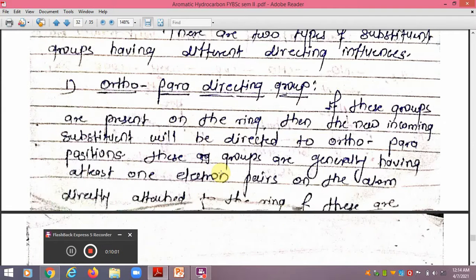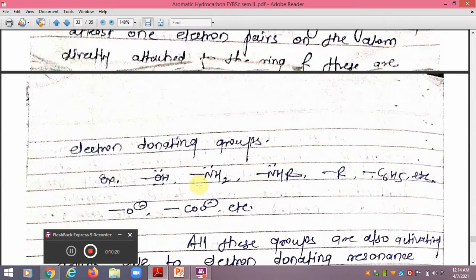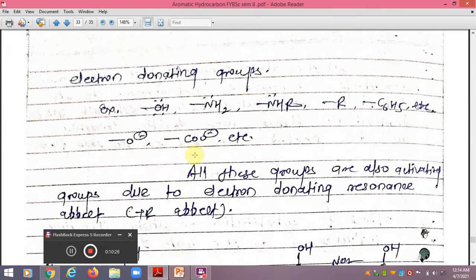If these groups are present on the ring, then the new incoming substituent or the electrophile will be directed to the ortho and the para position. These groups generally have at least one electron pair on the atom directly attached to the ring, and these are electron donating groups like OH, NH2, NHR, or C6H5, and O minus. It means that if electron donating groups are present, then the incoming electrophile goes to the ortho and the para position. So electron donating groups are called ortho para directing groups.